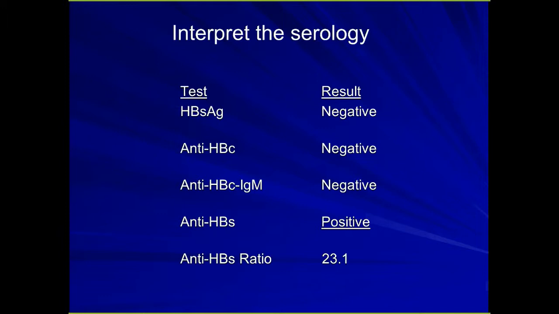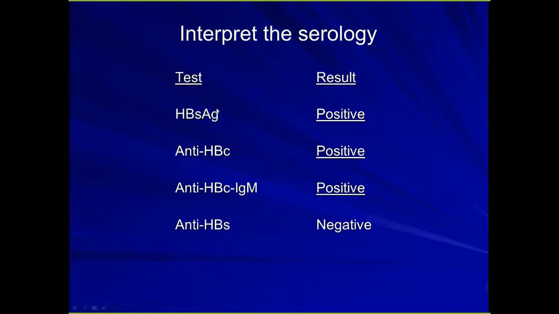This person is core antibody negative, core IgM negative, surface antigen negative, surface antibody positive. So what does this person have? He's been immunized. He's received the vaccine. Absolutely, he's received the vaccine. How about this person? Surface antigen positive, core antibody positive, core IgM positive. Acute infection. Yes, so acute infection.